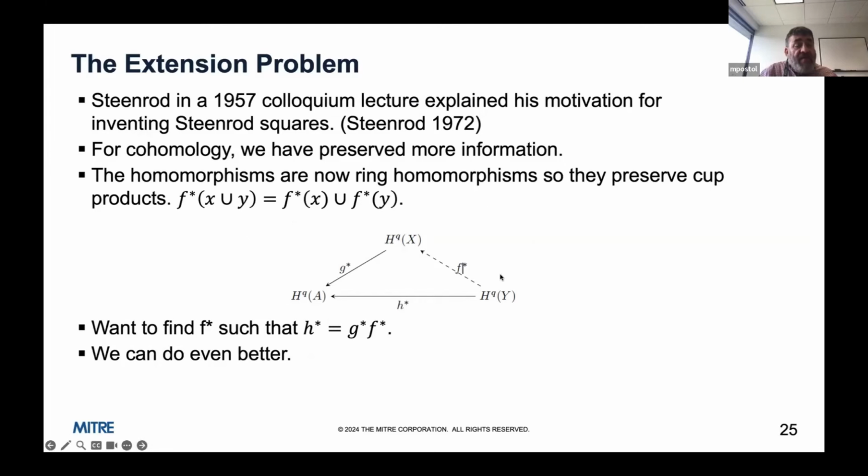Now if we take this extension problem and turn it into cohomology, that's just supposed to be an F star. When you do cohomology, arrows all go backwards. So we get a diagram kind of like this, and we want to find an F star now so that H star is G star F star. But now these are ring homomorphisms, so they're going to preserve cup products.